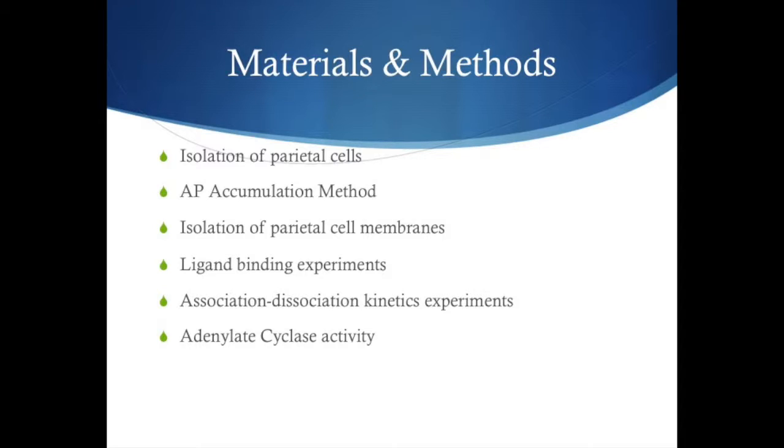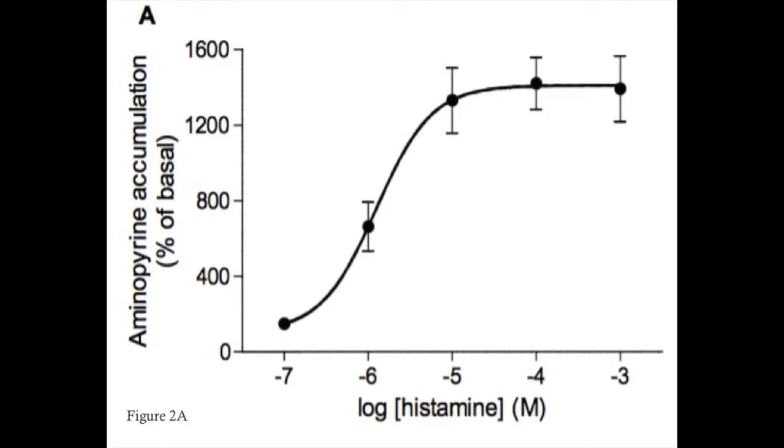Adenylate cyclase activity was measured by quantifying the amount of cyclic AMP generated. AP accumulation was determined to represent the H+ produced and compared to the increase generated by the histamine ligand. As seen in Figure 2a, the AP accumulation was determined when adding histamine.